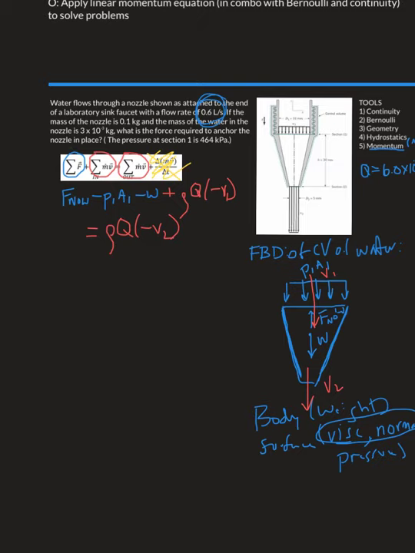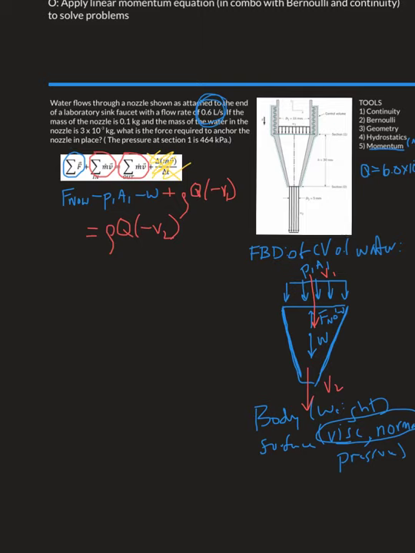P1 A1 is given. P1 is given right here, and for A1 we're given the diameter, so this is all known. I'll give you little check marks. The weight is the mass of the water times the gravity, so we're good there. Rho, well, it's water, so that's given, so we know it in both places. Q is given, we solved for it over here, so Q is known in both places. And then V1 and V2, we don't know. They gave us Q and some areas, but we don't know V1 or V2.